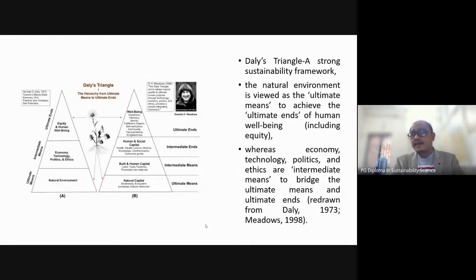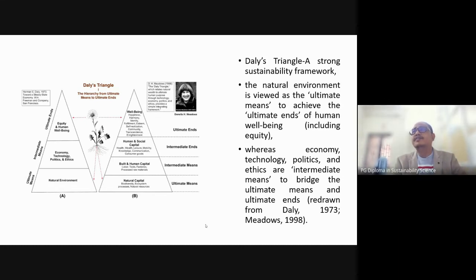Here you see in this Delhi triangle, the natural environment is the ultimate means. That's what I talked about when discussing landscape function and landscape structure: what we get as a function is our basic food, our basic needs from the landscape. That's why the natural environment is the ultimate means, and for what? For our well-being, our happiness, our harmony, our fulfillment, our self-realization, community, enlightenment. How do we get it? Through the intermediate means of economy, technology, politics, and ethics. So what I want to say is that the way of human needs is changing.